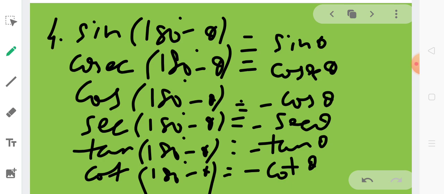Sin 180 degree minus theta is sin theta. Cosec 180 degree minus theta is cosec theta. Cos 180 degree minus theta is minus cos theta. Sec 180 degree minus theta is minus sec theta. Tan 180 degree minus theta is minus tan theta, and cot 180 degree minus theta is minus cot theta. Again, the angle 180 degree minus theta lies in the second quadrant. So that's why only sin theta and cosec theta are positive. Rest every trigonometric ratio is negative.